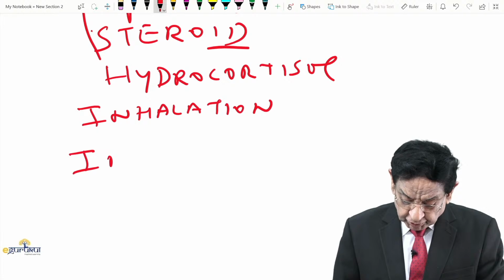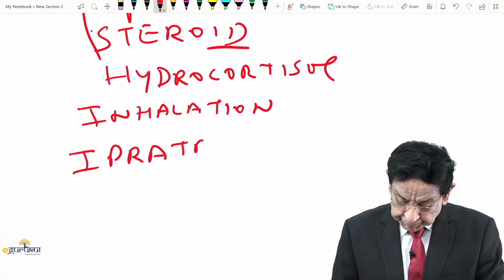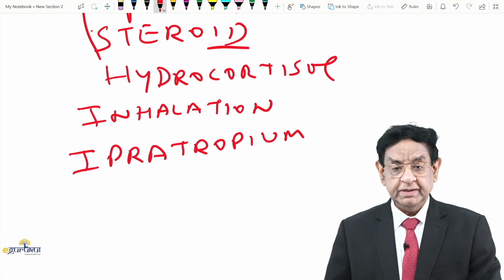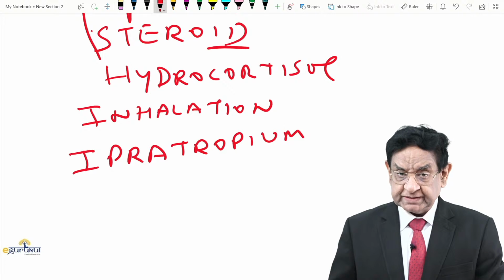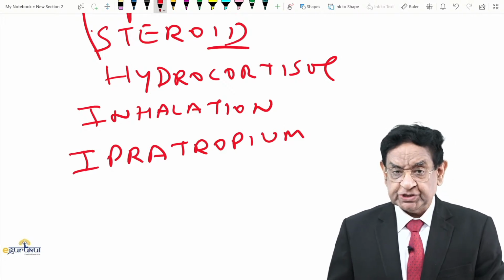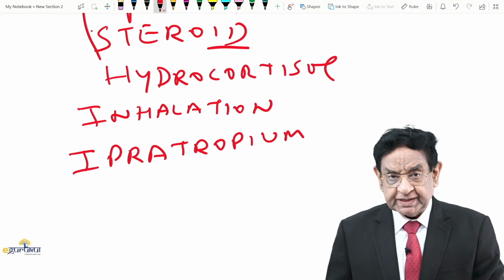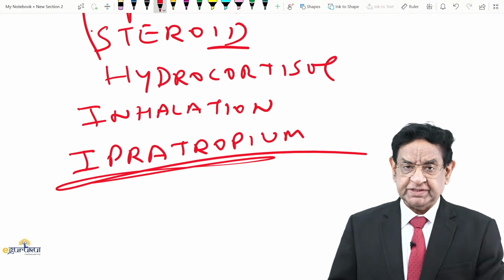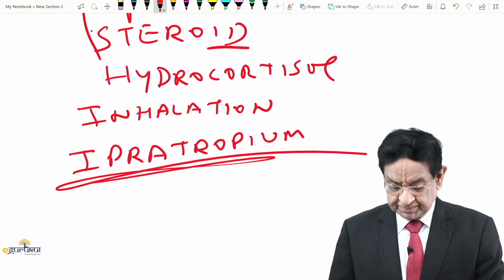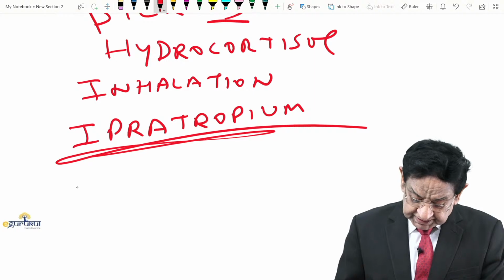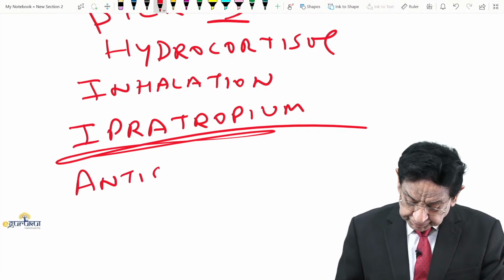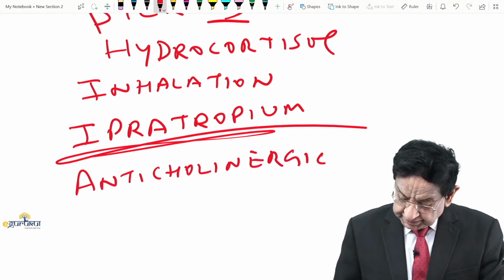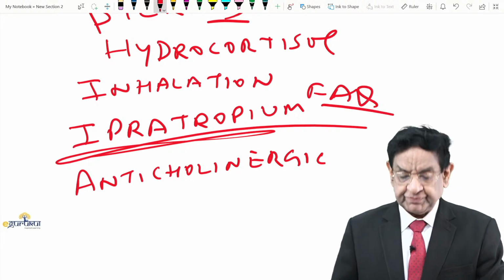Then we have ipratropium bromide. Okay. Ipratropium is again a drug that we use in asthma. Of course, we use it in COPD also. Now the question is, again, write down the answer in your copy quickly. What is the mechanism of action of this drug? It is a very commonly asked question. The answer is, it is an anticholinergic drug. It's a very frequently asked question. FAQ is frequently asked question.